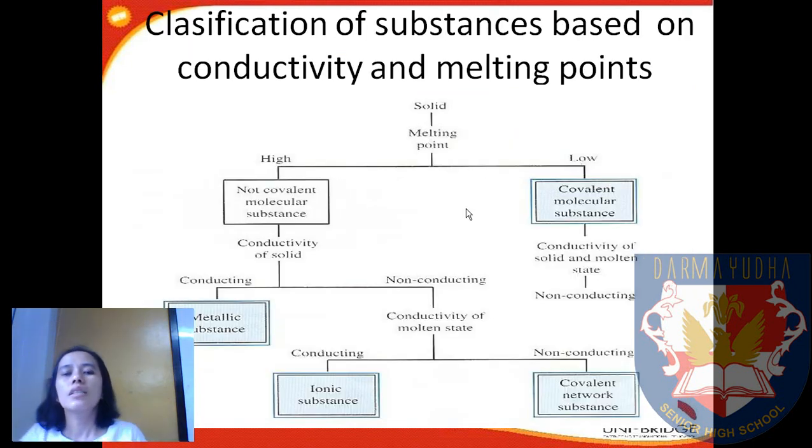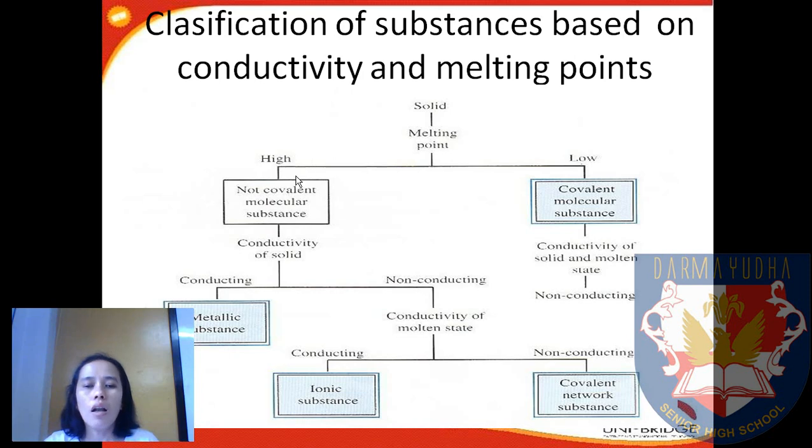Now, let's discuss chemical bonding. To discuss chemical bonding, we need to take a look at some physical properties of the atom. They are electrical conductivity and melting point. Solids, according to melting point, are divided into two: the first one with a high melting point, the second one with a low melting point.